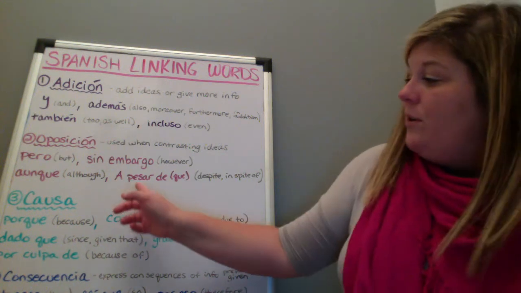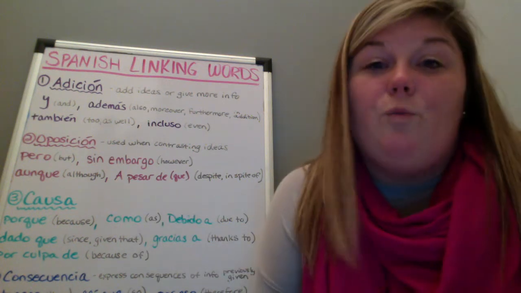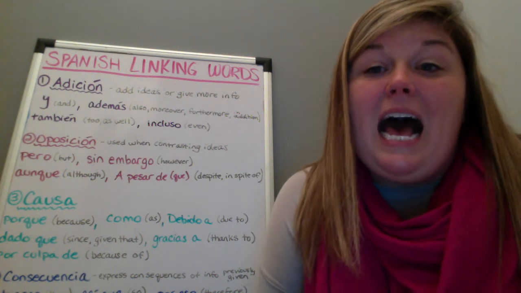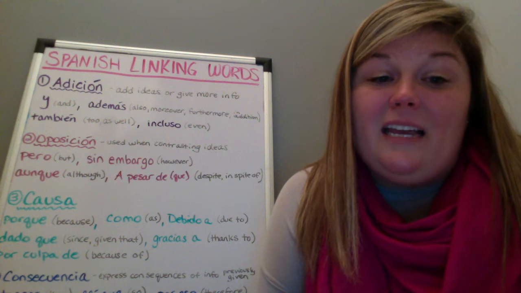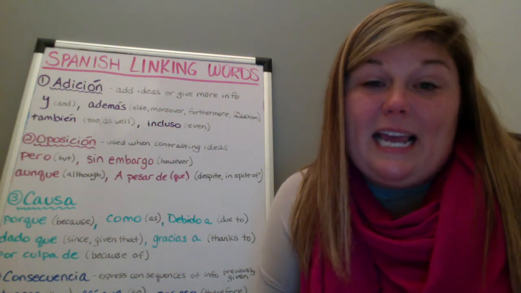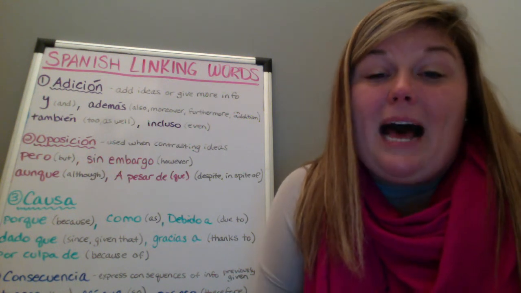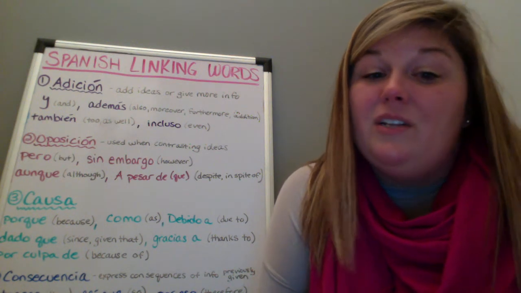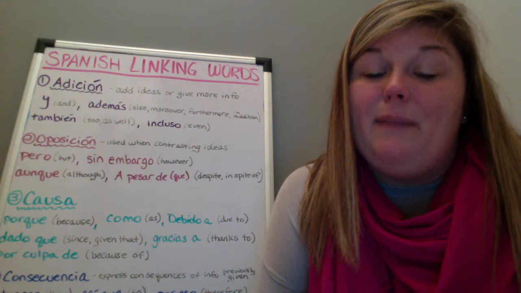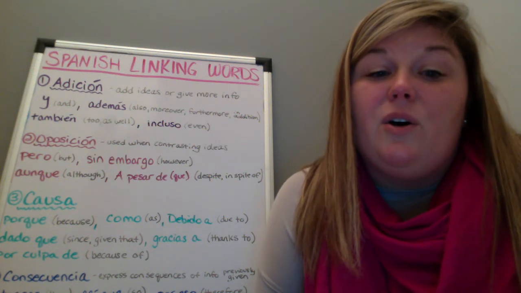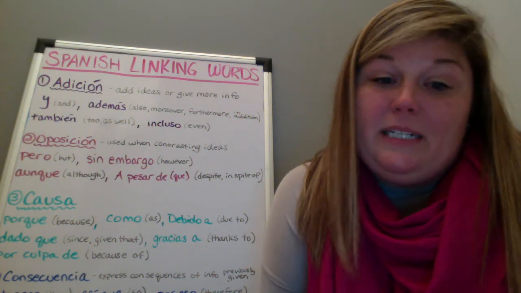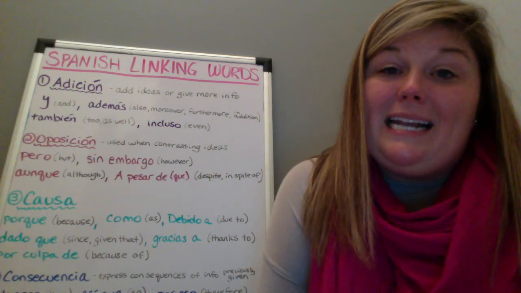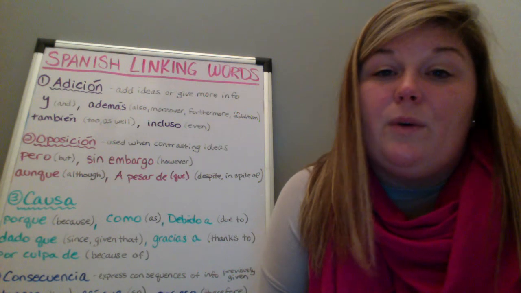Bien. So the last linking word, or in this case phrase, of oposición, opposition, is a pesar de que. So we could say, an example, a pesar de que la empresa está yendo bien, no se van a contratar empleados nuevos. So despite the fact that the company's doing well, they're not going to hire new employees. So a pesar de que is despite or in spite of.